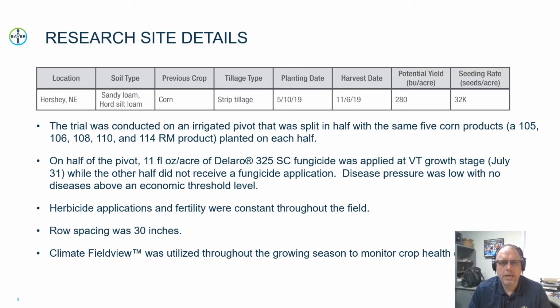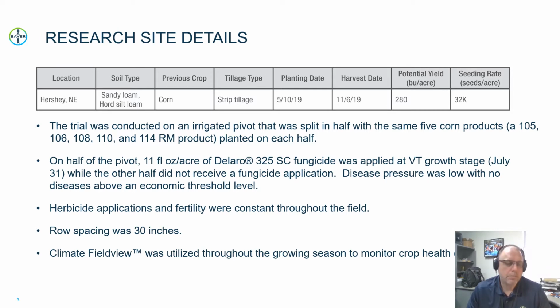The trial was conducted on this irrigated pivot, split in half, so we had the same 5 corn products planted on each half. Then on half the pivot, 11 fluid ounces of Delaro 325 SC fungicide was applied at VT growth stage, which was July 31st, and the other half did not receive a fungicide application.